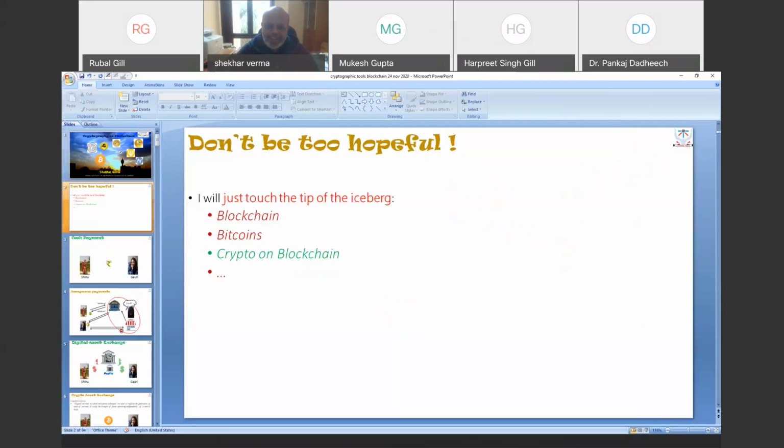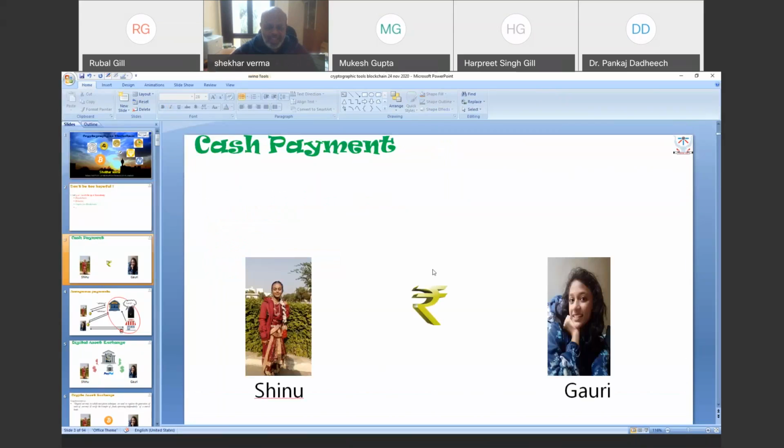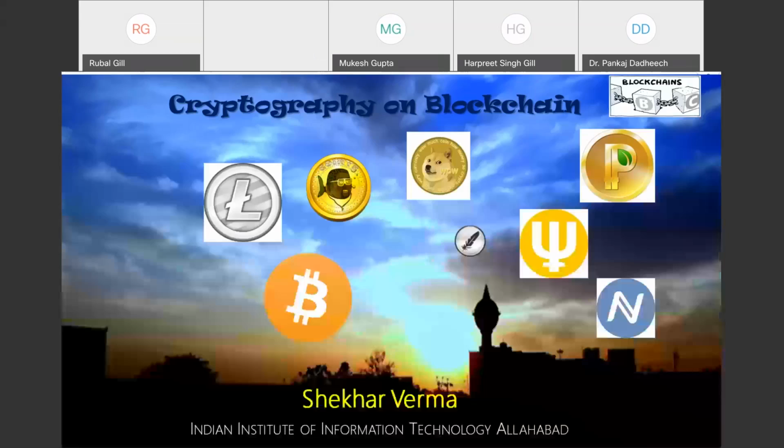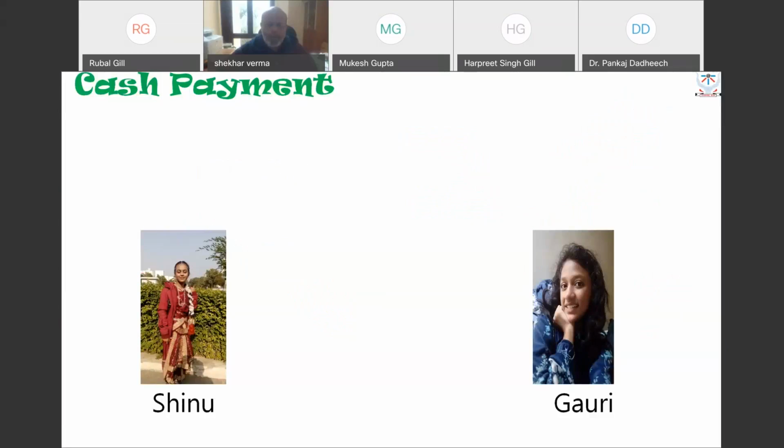The first thing that I would say is don't be very hopeful. I'll not really be talking too much about cryptography. I'll just touch, as I said, the tip of the iceberg. I'll be talking about blockchain. I'll not be talking about Bitcoins, except in the introduction session. And then basically we'll see how cryptography is really used. So don't be very hopeful about blockchain.